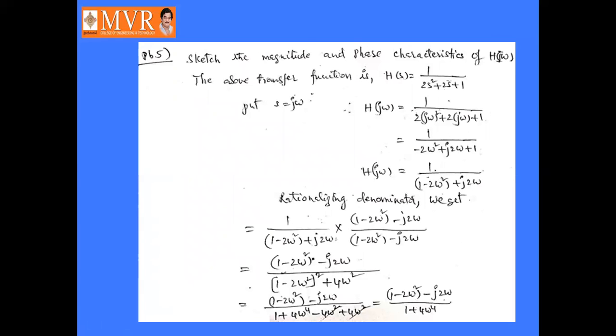Next problem is to sketch the magnitude and phase characteristics of H of j omega. So what is the given problem here?